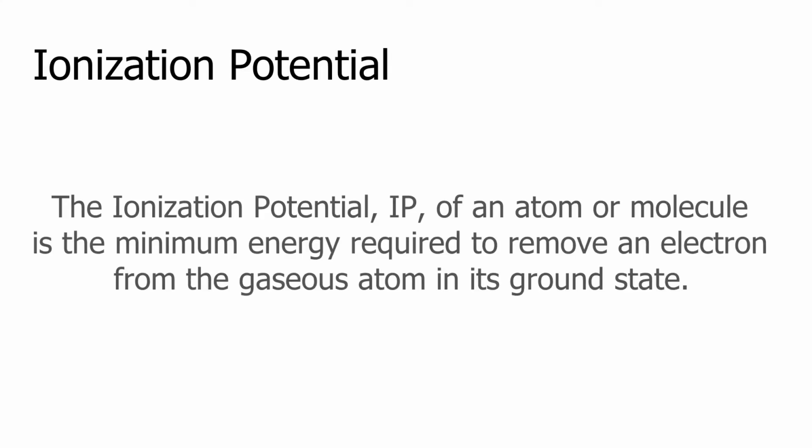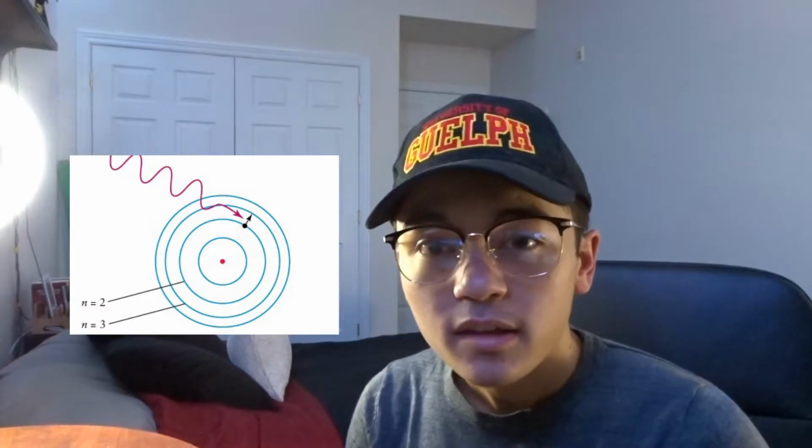So, what really is ionization potential? The ionization potential (IP) of an atom or molecule is the minimum energy required to remove an electron from the gaseous atom or molecule in its ground state. In multi-electron systems, removing an electron usually results in a cation in an excited state. A relaxation process is then necessary to bring that cation back down to its ground state. The relaxation process can either be rotational or vibrational, and it can release heat or produce light.